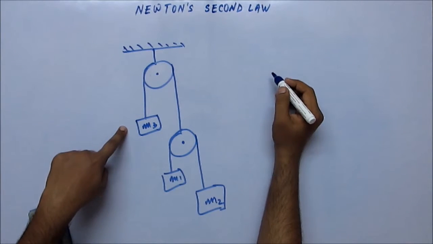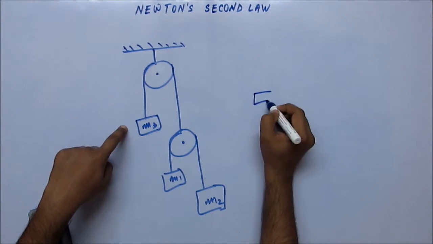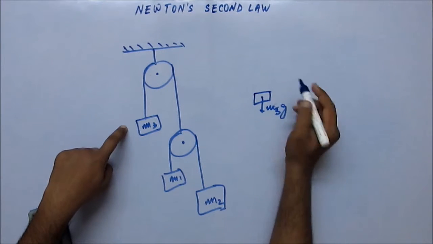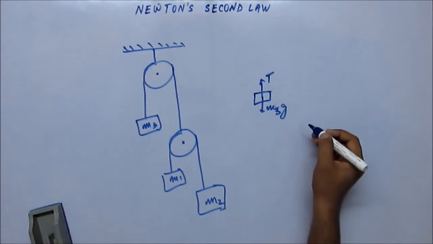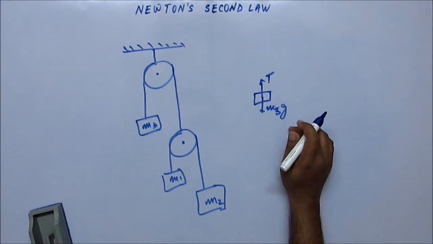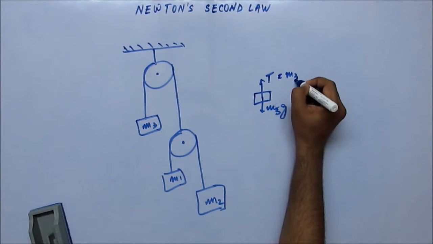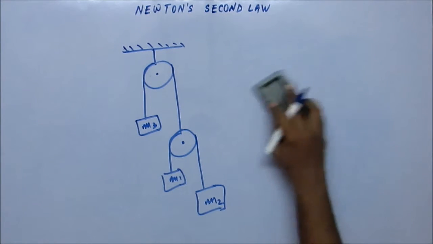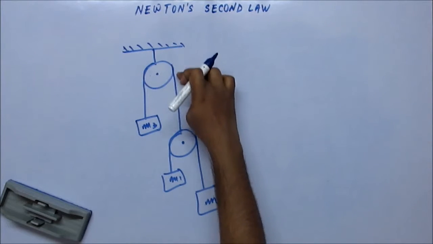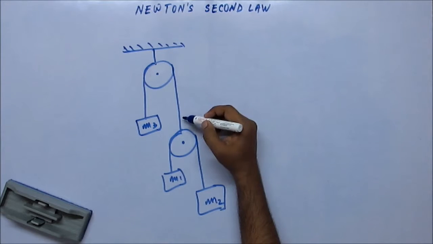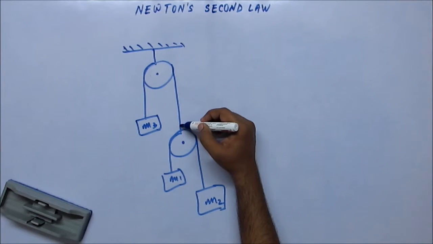m3 has to remain stationary, right? So the net external force on m3 has to be 0. m3g is the force acting downward and the tension would be acting upward. So the condition is that the tension must be equal to m3g. It's a continuous string. There is no breakage, there is no knot. So the tension at this end will also be m3g.